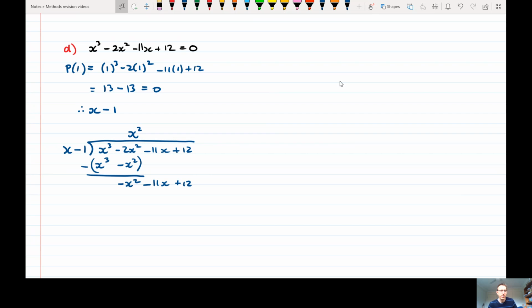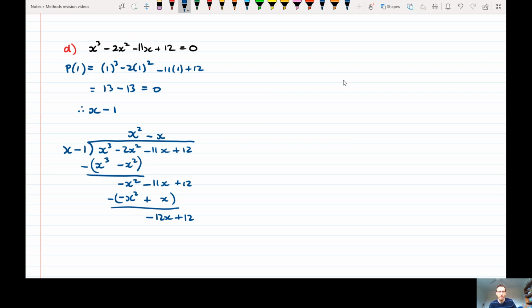Then we proceed further. So the highest remaining power is negative x squared divided by the x makes it minus x. And we multiply down. So negative x times x is negative x squared. Negative x times by 1 is plus 2x. We continue on. Oh, plus 2x to plus 1x, sorry. Negative x squared minus a negative x squared disappears. Negative 11 minus 1x is negative 12x plus 12.